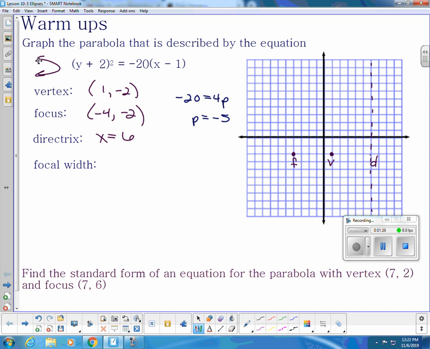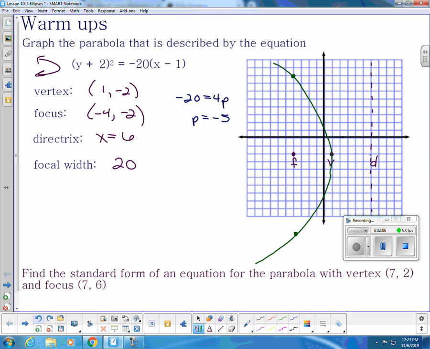Focal width. Right in plain sight, what is it? It's just 20. Remember, it's positive always because it's a distance. So to help me with graphing, at my focal point, I have to span 20. So I'm going to go up 10, and I'm going to go down 10. Go off the graph a little bit here, that's okay. And then you can connect those 2 points with your vertex. That's your graph.